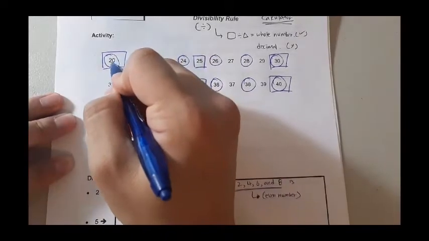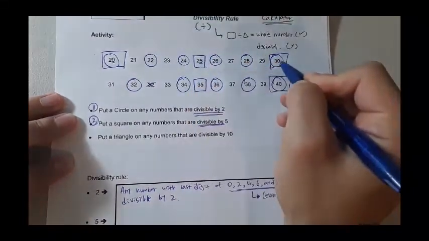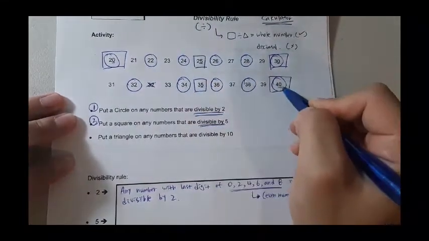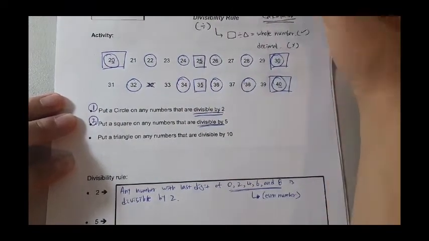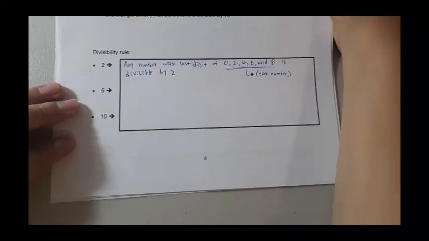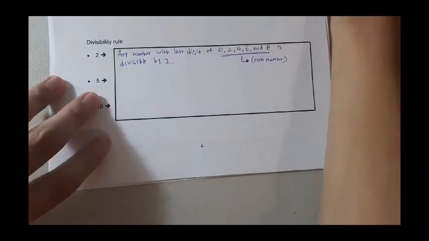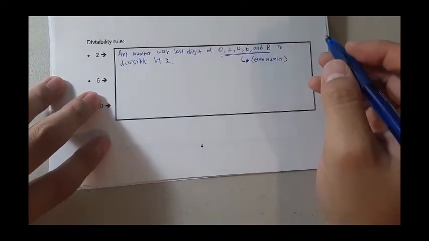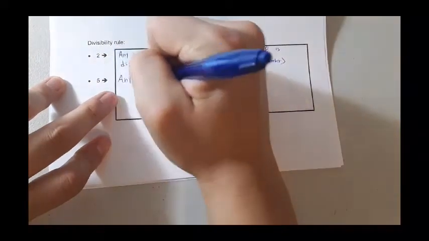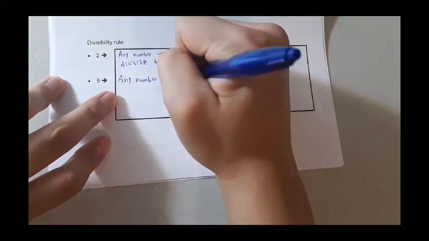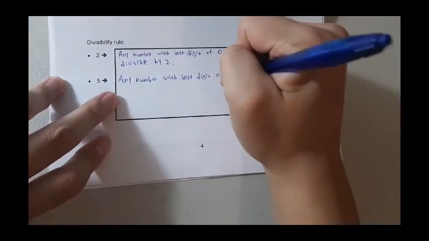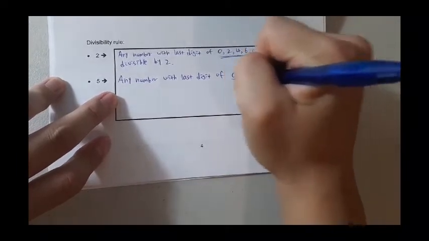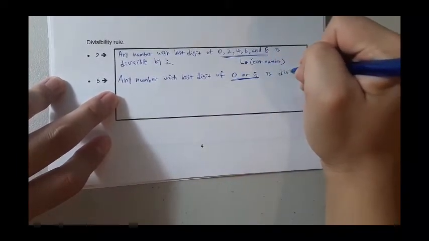Always look at the last number. Can you see it ends with 0, 5, 0, 5, 0? Do you see the pattern now? If you see the pattern, that means you understood. If you don't see the pattern, that's okay. This is our first lesson. Any number that is divisible by 5 basically ends with 0 or 5. So any number with a last digit of 0 or 5 is divisible by 5.